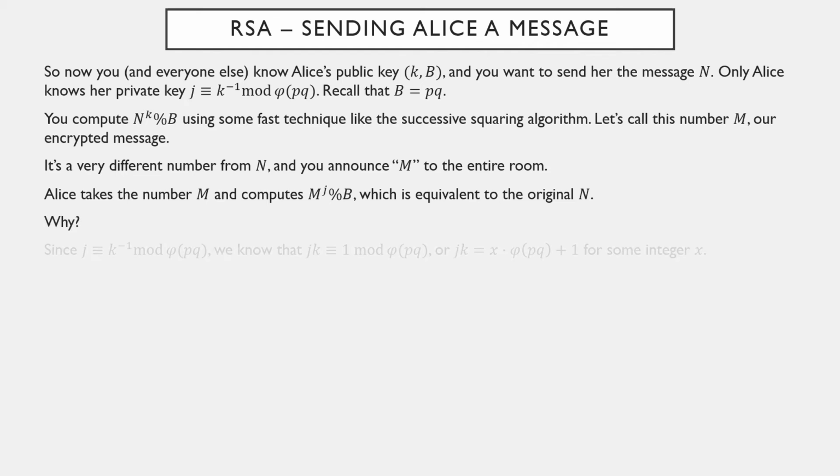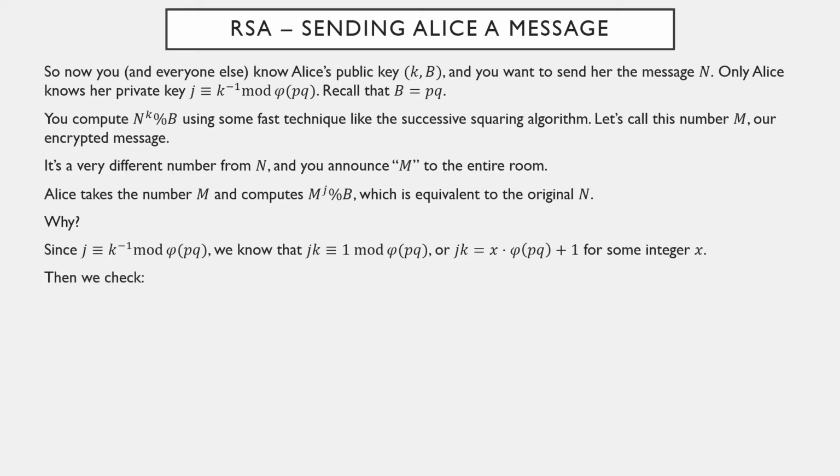Why is that? So j was k inverse modulo phi of pq. Only Alice knew what phi of pq was, so only Alice could compute the correct inverse, because only she knows this base phi of pq. So what we know is that j times k is equivalent to 1 modulo phi of pq, because they're inverses modulo that base. In other words, j times k is a multiple of phi of pq plus 1.